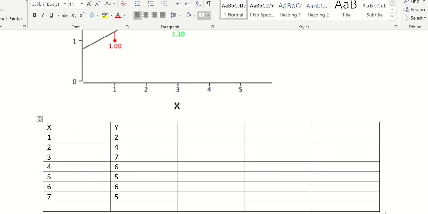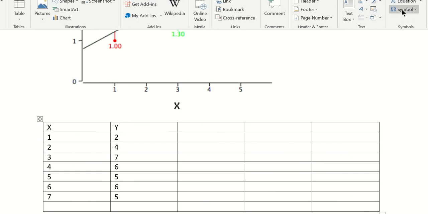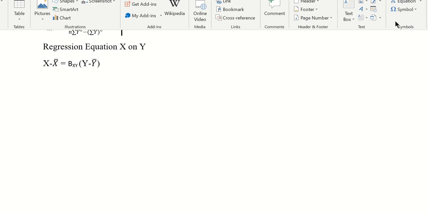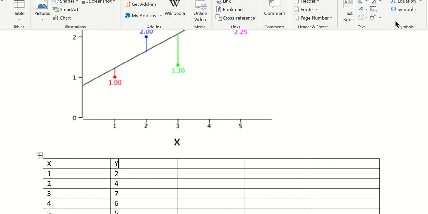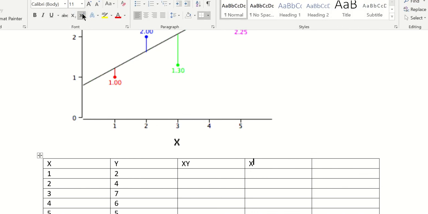Now we will first calculate the summation of x and summation of y. The summation of y is 35 and the summation of x is 28. Now we have to calculate the rest of the values. What do we need? Summation of x square, summation of y square, and summation of xy. All these things we need, right? So I will write xy, then x square, and then y square.